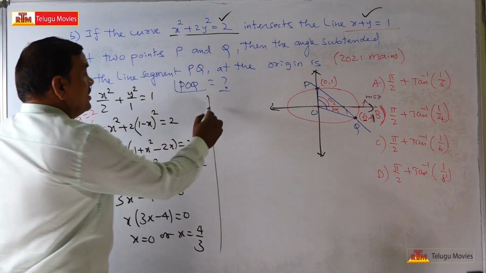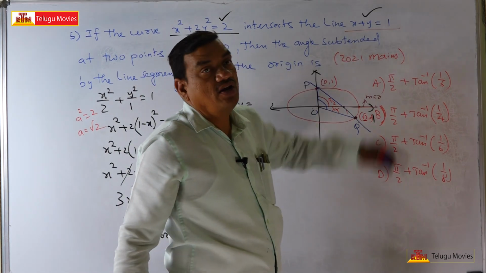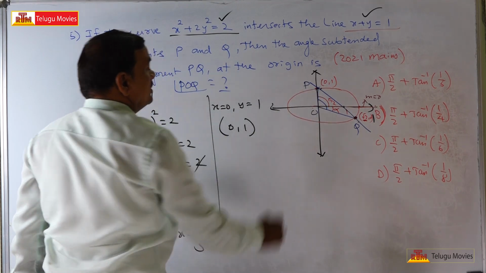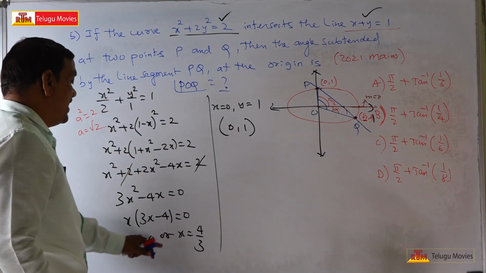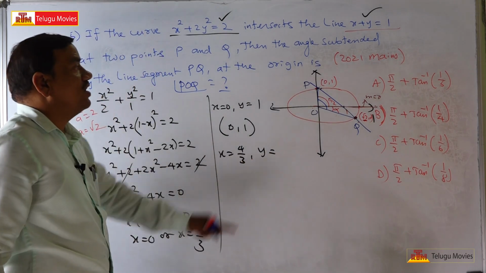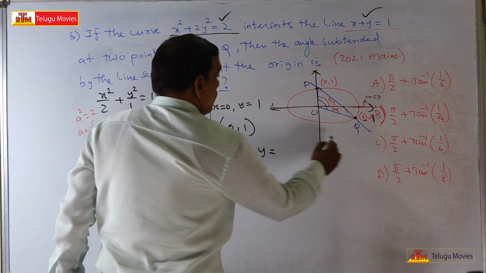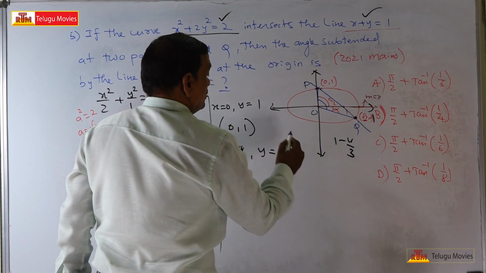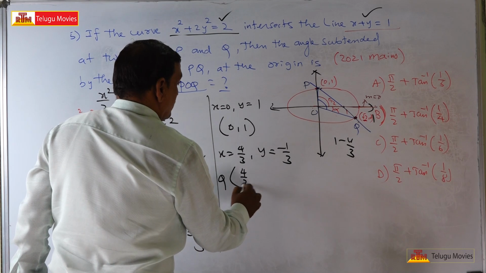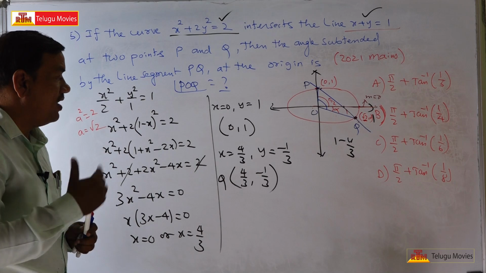Okay. When x is equal to 0, what is your y value? When x is equal to 0, y value is 1. Therefore, one point is (0, 1), which we already have. Okay. When x is equal to 4 by 3, what is your y value? y value is 1 minus 4 by 3, which is equal to minus 1 by 3. What is your other point, the point Q? It is (4 by 3, minus 1 by 3).